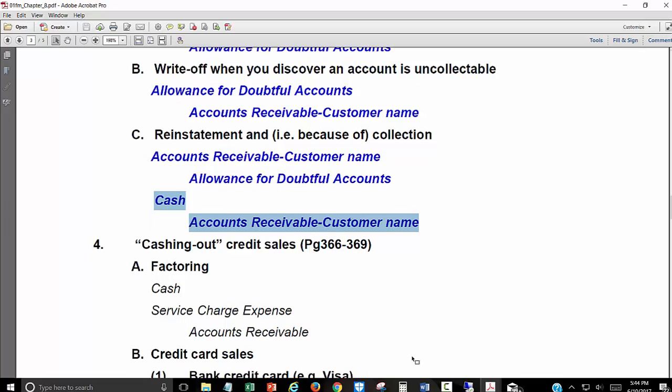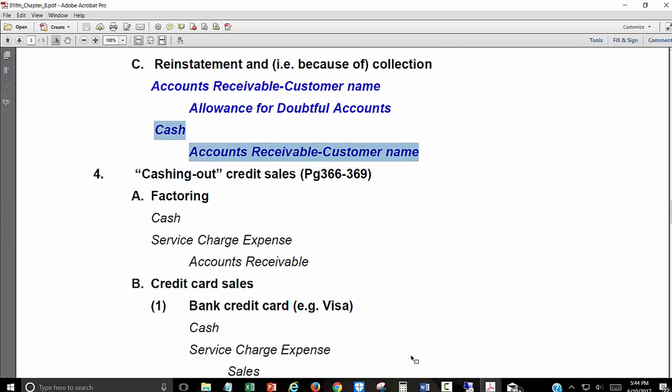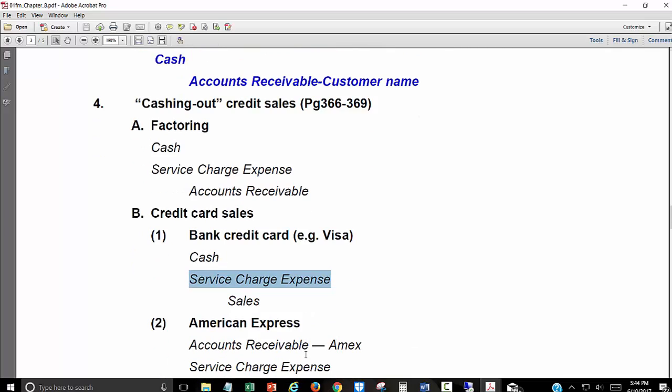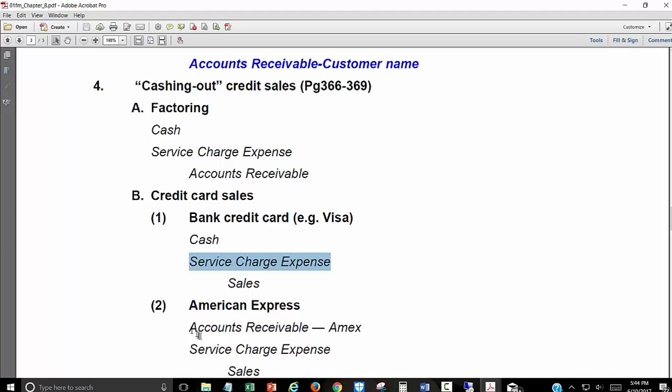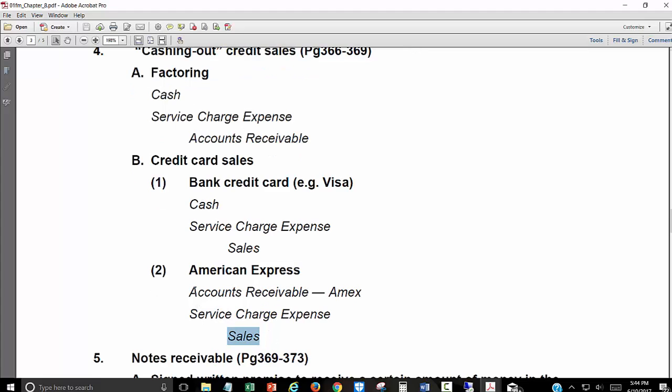Another way of getting cash quickly instead of receivables is using credit card sales. So there's a kind of a receivable there, at least for a little while. If you have a bank credit card, for example a Visa, you'll get the cash right away as soon as you make the sale, just a service charge expense as a part of the cost of doing business with the credit card company. If, however, you have American Express, there'll be a slight delay, so you'll have an account receivable for a short period of time, and they'll charge you a service charge expense to go along with that amount that they've enabled your customer to quote unquote pay you. However, you are assured of getting your money because the account receivable is from American Express, not from the customer.